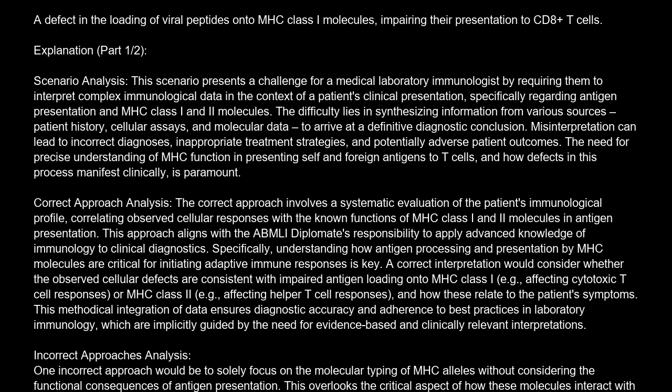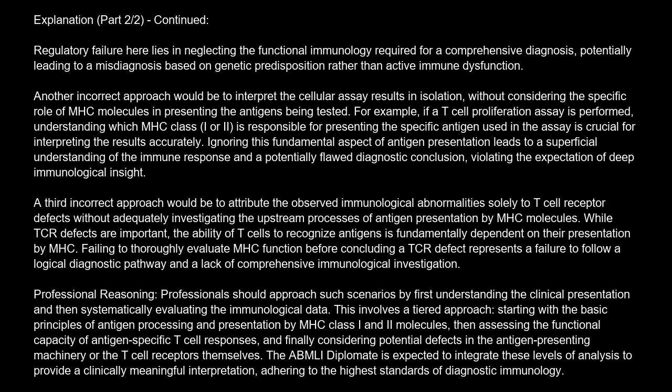Incorrect approaches analysis. One incorrect approach would be to solely focus on the molecular typing of MHC alleles without considering the functional consequences of antigen presentation. This overlooks the critical aspect of how these molecules interact with peptides and T-cell receptors, which is central to immune recognition. Regulatory failure here lies in neglecting the functional immunology required for a comprehensive diagnosis, potentially leading to a misdiagnosis based on genetic predisposition rather than active immune dysfunction.